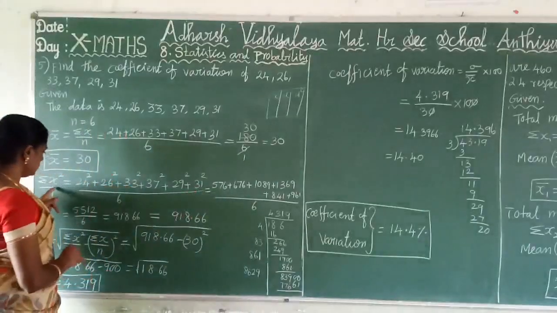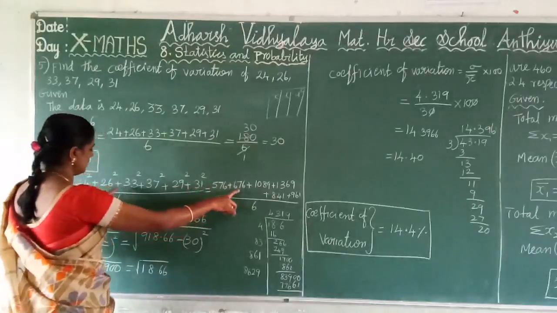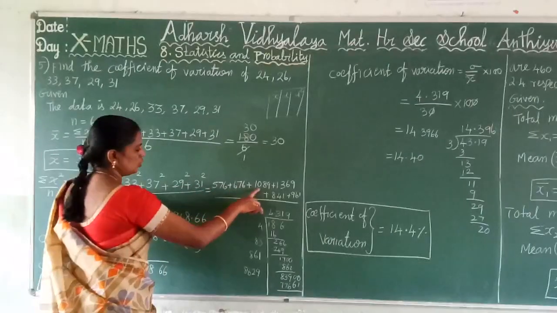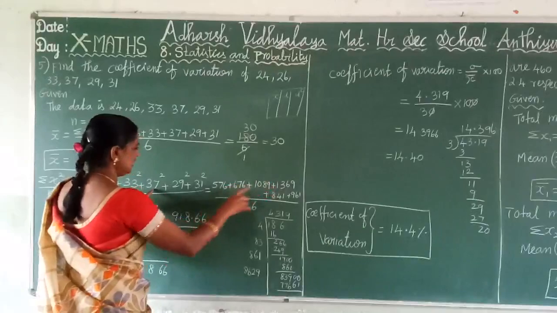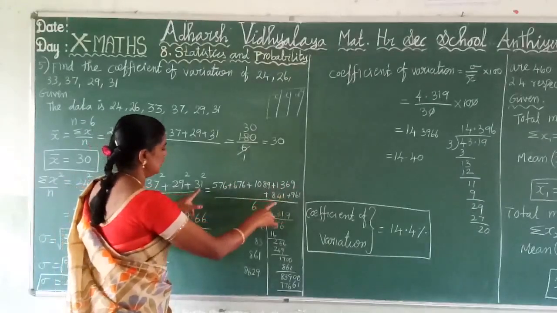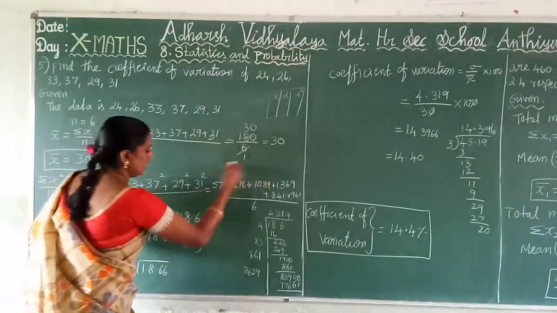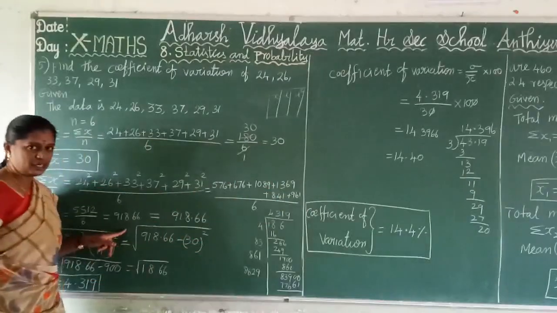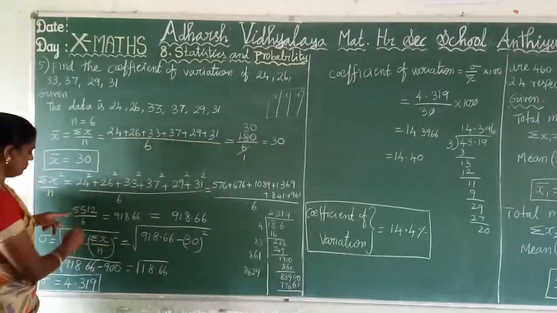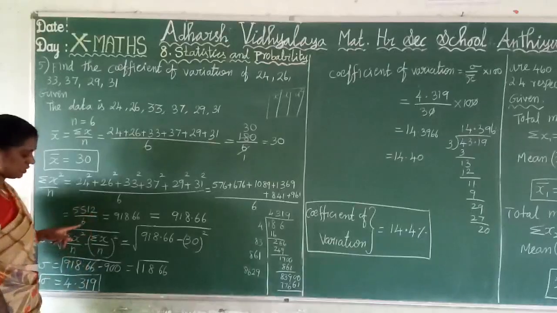So here apply this formula. 24 square is 576, 26 square is 676, 33 square is 1089, 37 square is 1369, 29 square is 841, 31 square is 961, divided by 6, and add these values. It's also ordinary addition only. Adding, we get 5512 by 6, and it is also ordinary division.